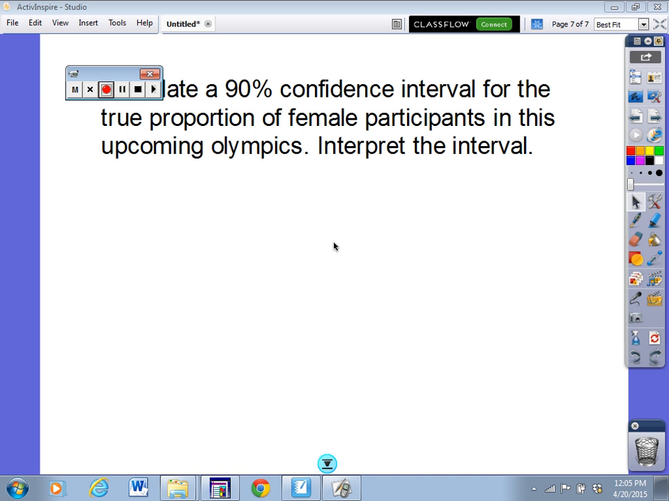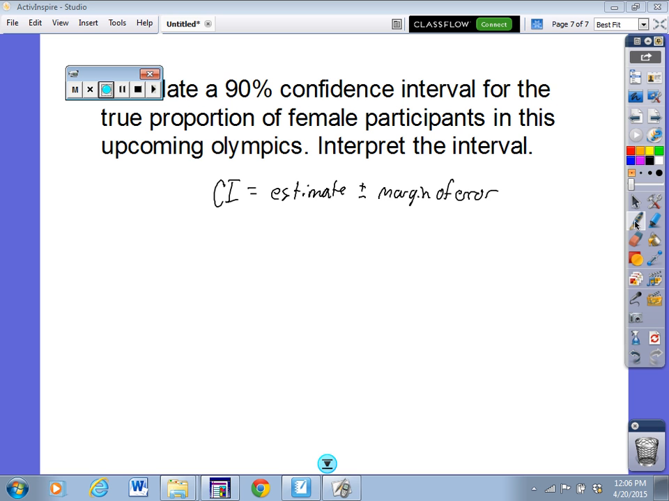Okay, it's recording now. So if you were going to try and calculate this confidence interval, remember the confidence interval is your estimate. Confidence intervals are calculated from samples, plus or minus the margin of error.